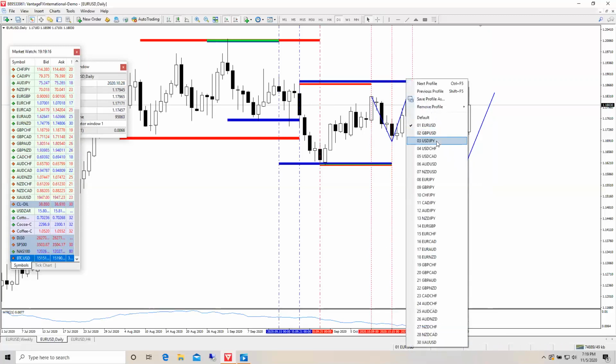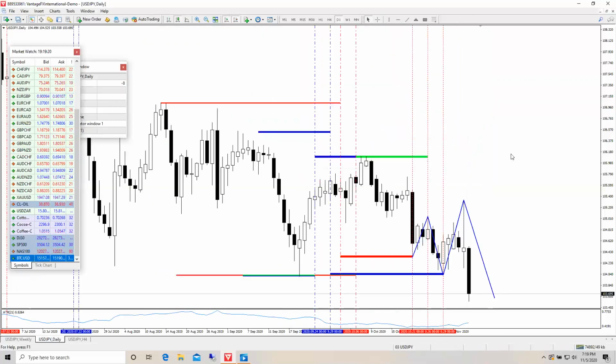So let's go and have a look at an example of that. So here we have the dollar yen, the USD JPY. Now, the day isn't over yet, but we're not that far off from the day's end. So assuming that this candle, today's candle, closes below the support level, that then is, in fact, an indication that we have had a breakout of our range.